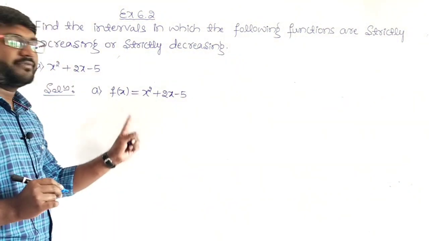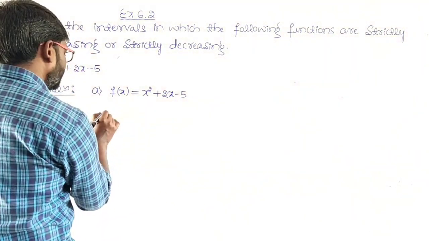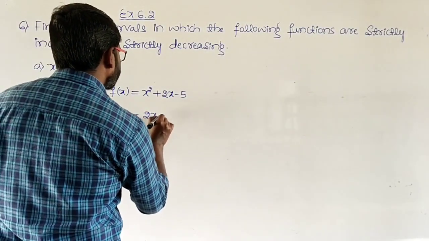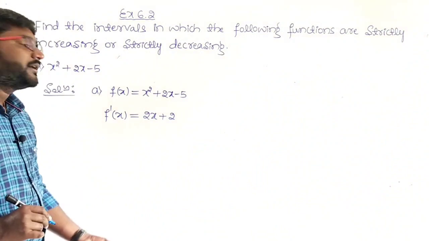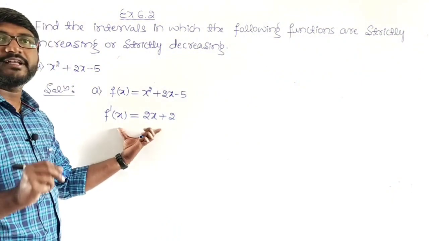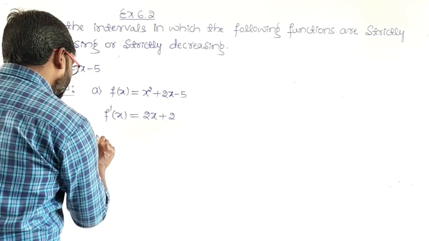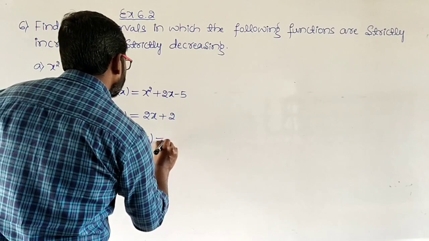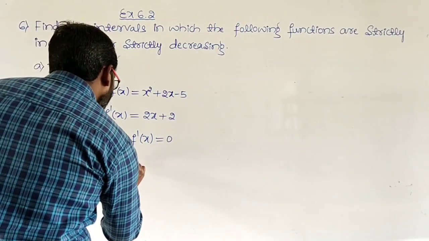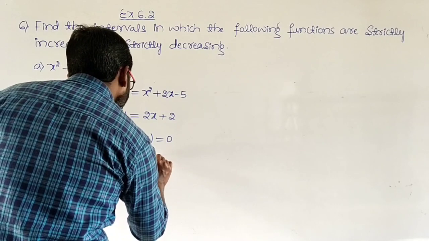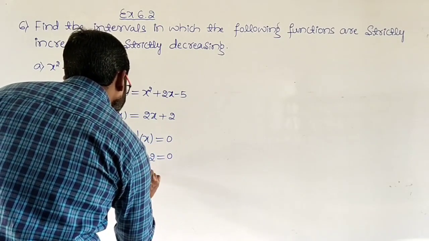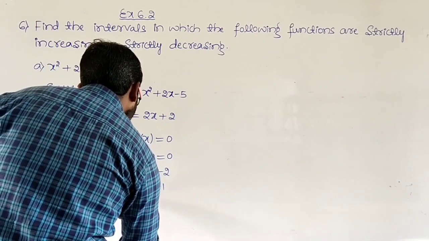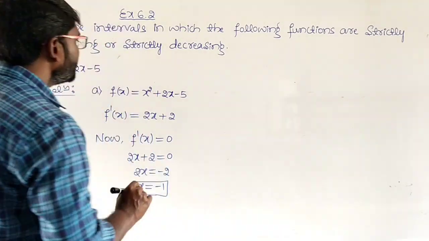Then now we will have to go for f dash of x. So here f dash of x equals, what do we get? 2x plus 2. Then to get the point we have to equate f dash of x with 0. So f dash of x is equal to 0. So what do we get? 2x plus 2 equals 0. Then 2x equals minus 2. Then x is equal to minus 1. What is the point here? It is x equal to minus 1.